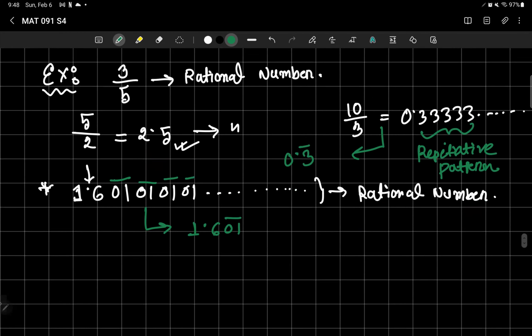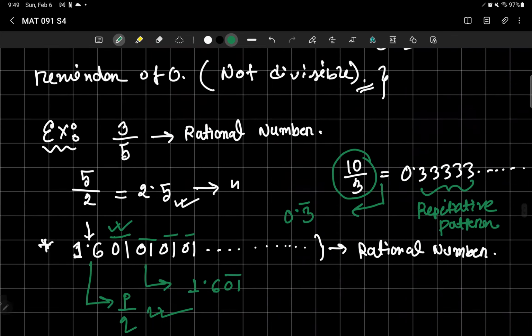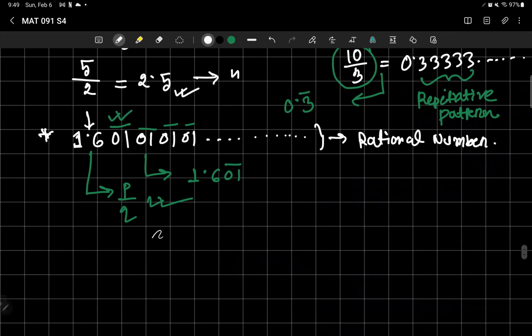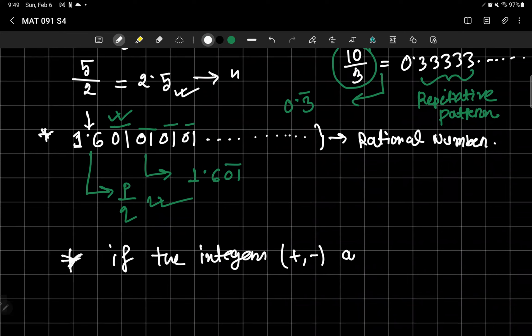And if it's a rational number, you can always express it as a fraction like 10 by 3, or so to say p by q. You can always do that. So these are called rational numbers. Can anyone tell me if the integers, either positive or negative, are rationals?